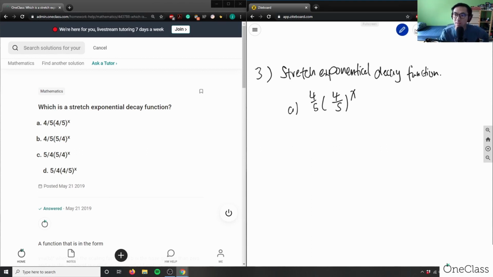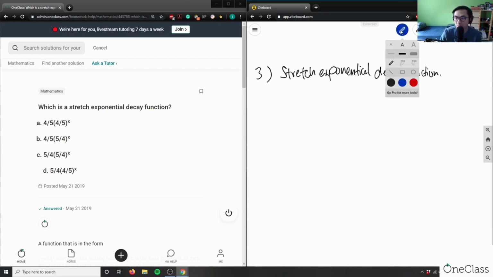Actually, let me erase A. Let's think about just this problem here before we even go to the answers. The term stretch means that my graph is horizontally or vertically stretching, right? When we talk about a vertical stretch in particular, I'm only affecting the A value. So it's talking about a vertical stretch. A vertical stretch means that A has to be greater than one for me to fulfill this.